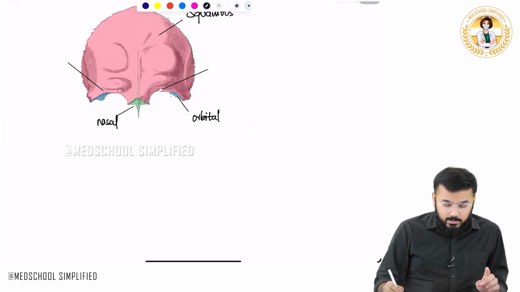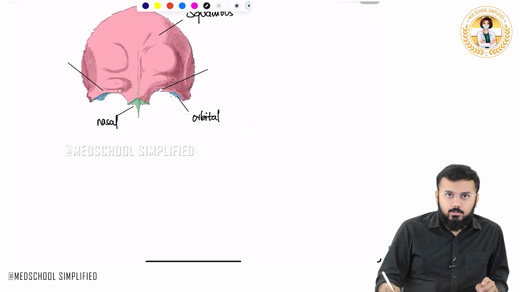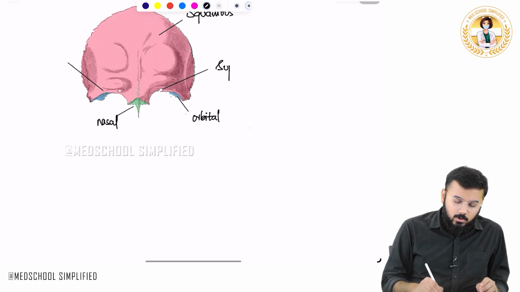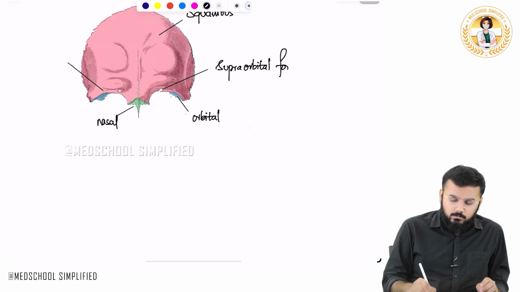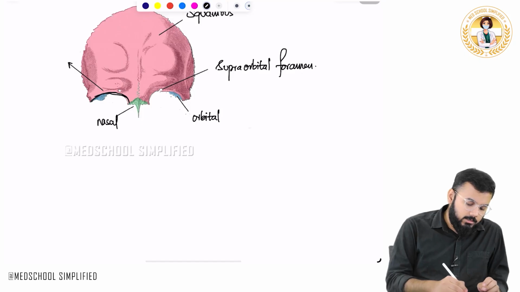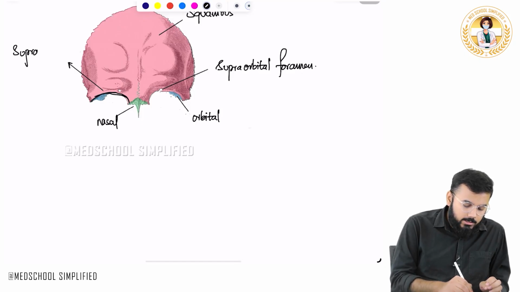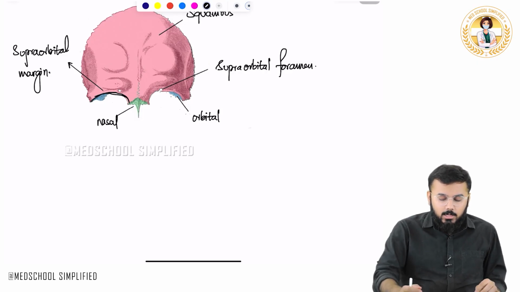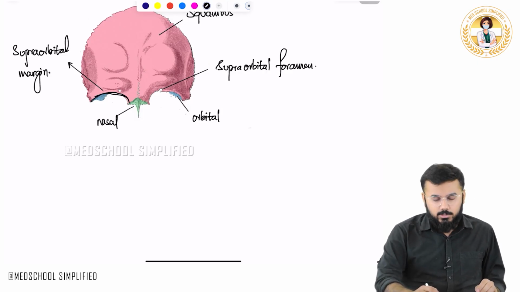Now after these three parts are discussed, you see this opening, this foramen. This is called a supraorbital foramen. And this margin which you can see is called a supraorbital margin. So these are the next important structures which you can see.